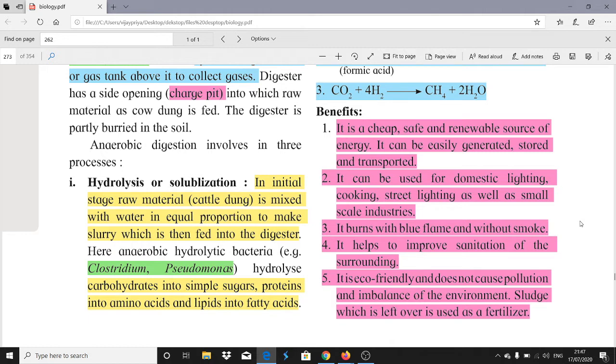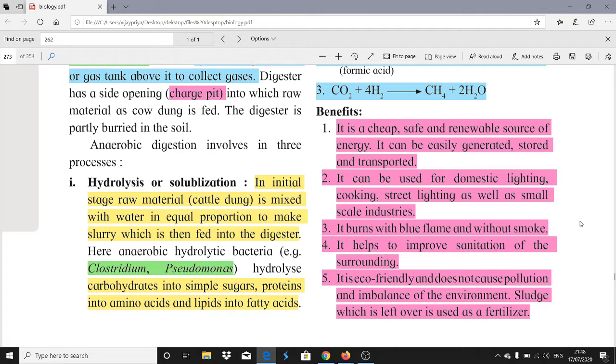What are the benefits of biogas? It is a cheap, safe, and renewable source of energy. It can be easily generated, stored, and transported. So this is the first and very important benefit of this.